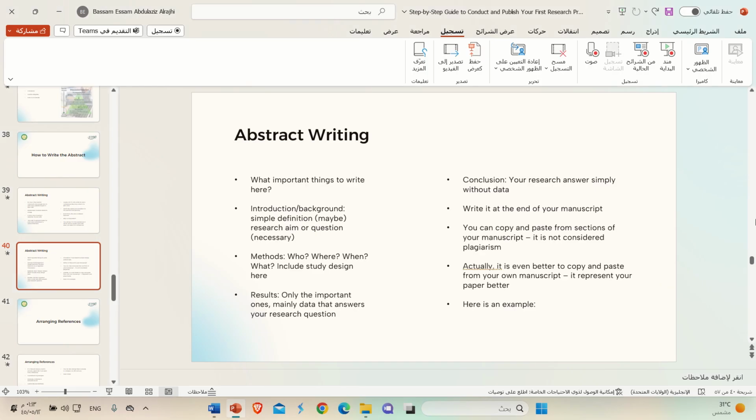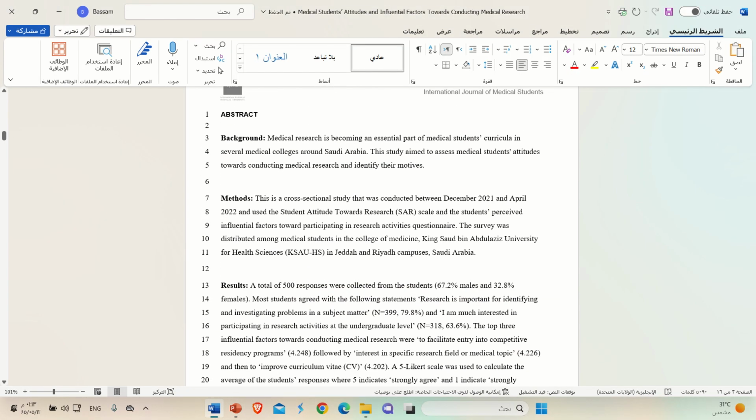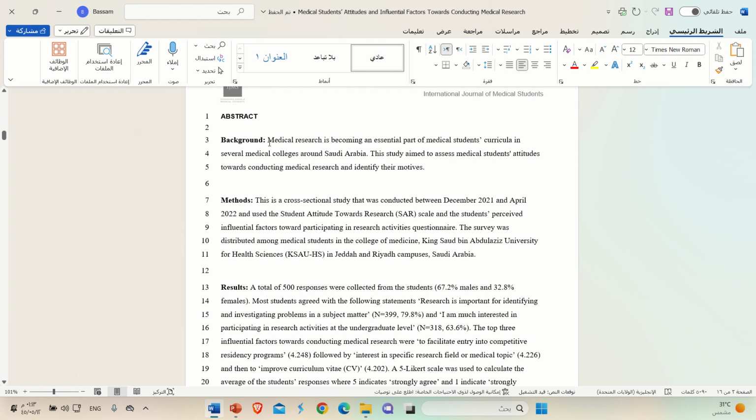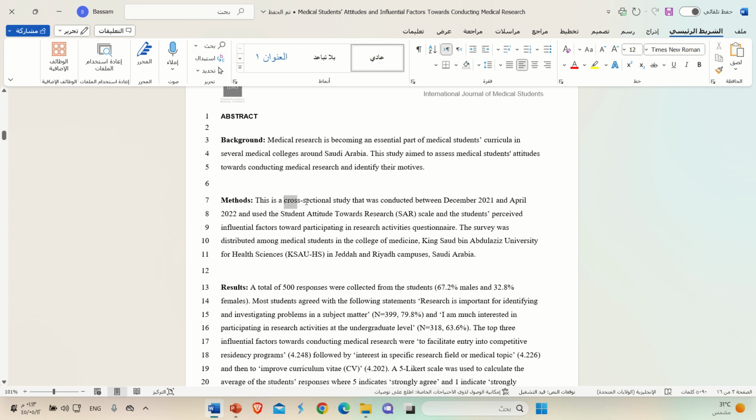Here's an example of an abstract that I've written. Let's go through it one by one. First, in the background, I talked a little bit about how medical research is becoming important in our country currently. Then I talked about the aim of the study, and then in the method, the study design, it was conducted in this period using the scale. Then it was distributed among medical students, and it was done in this university, 2 campuses in our country.